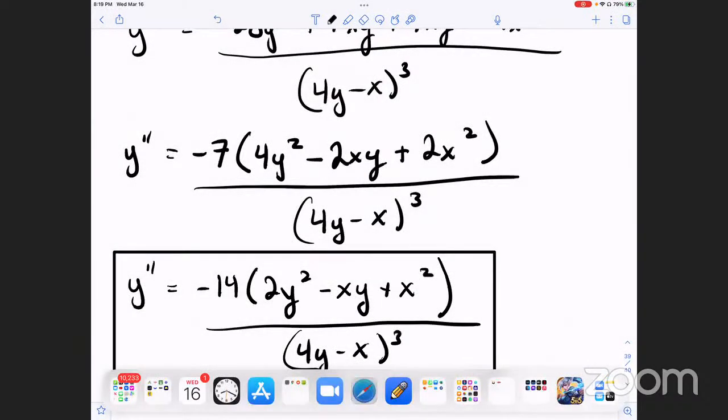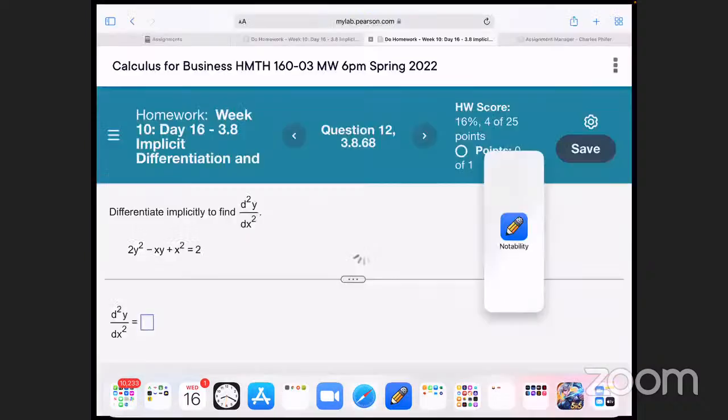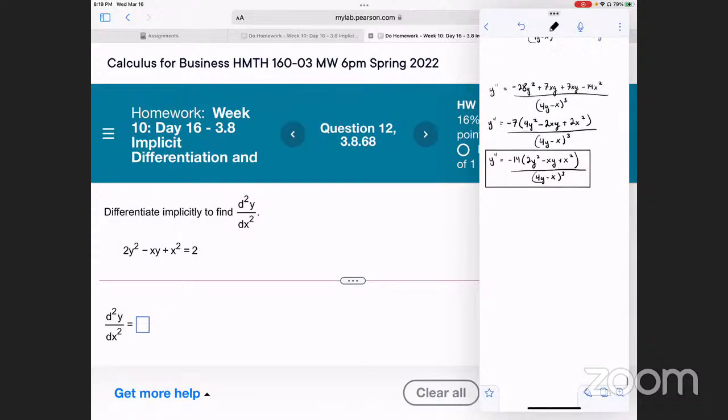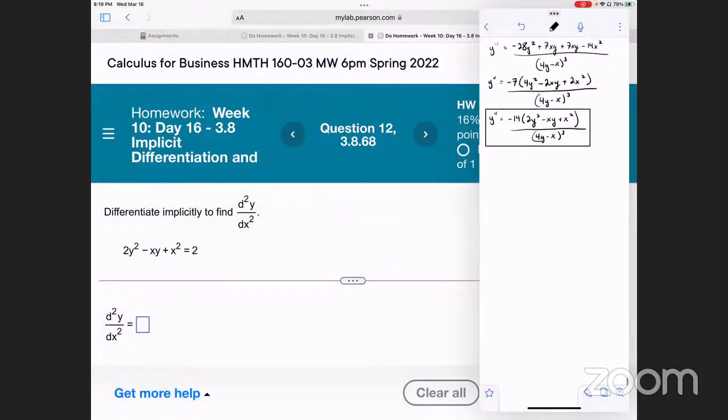Let's go like this. And then I want this one kind of like that. Okay. Let's give this a go. Second derivative. 2y squared minus xy plus x squared. That's a good omen that we have that in there. I feel like there's an easier way. Now maybe we could have done a log somewhere.